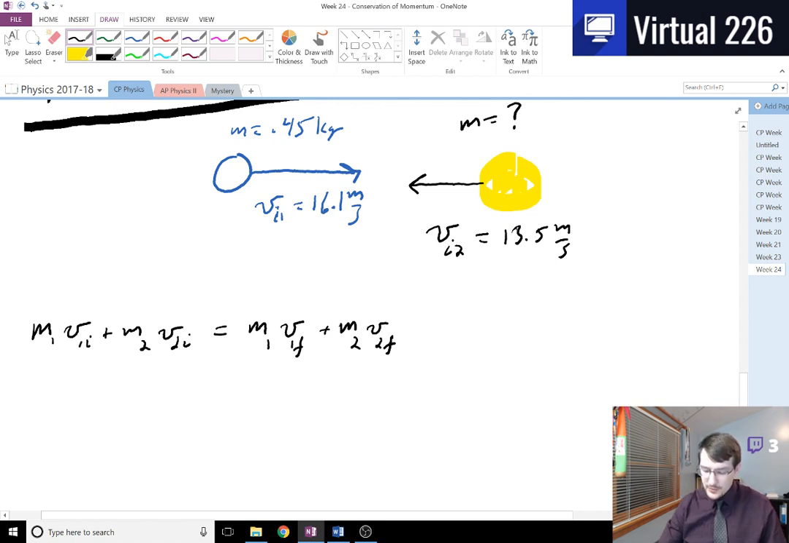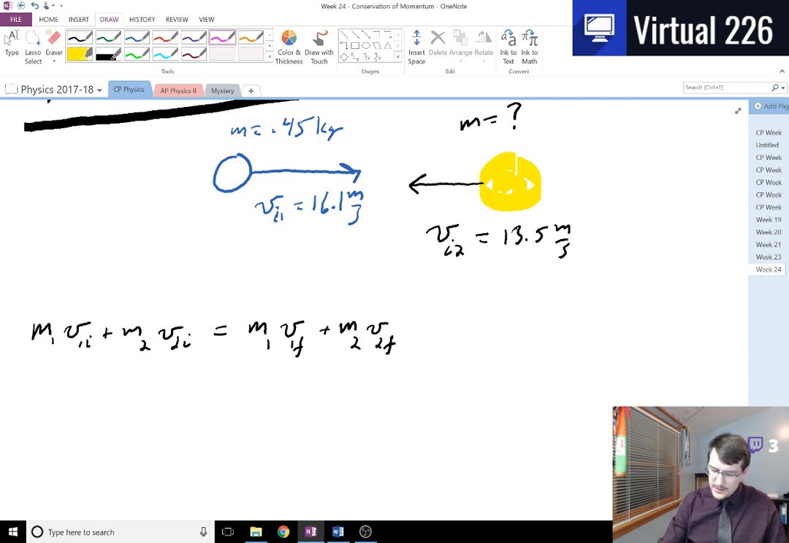The one thing in a problem like this we really need to be careful of is the fact that these snowballs are moving left and right, which is a directional issue. So in a problem like this, we need to choose which we would like to call the positive direction, which we would like to call the negative direction.